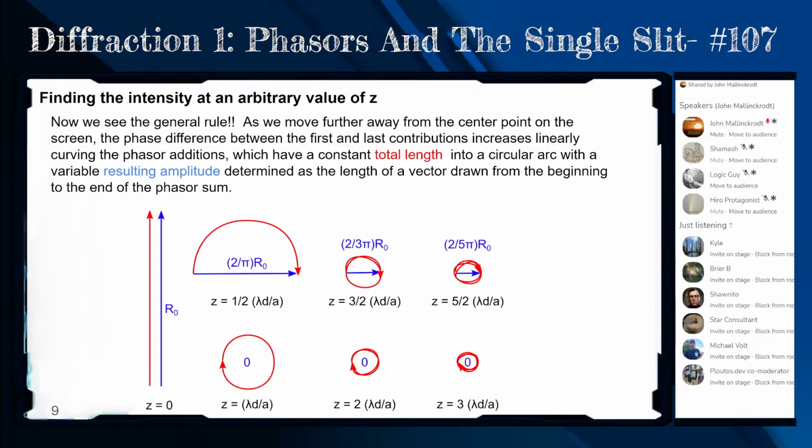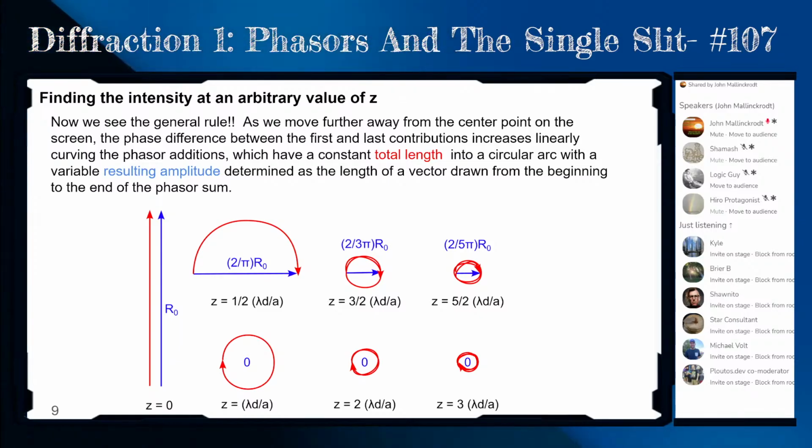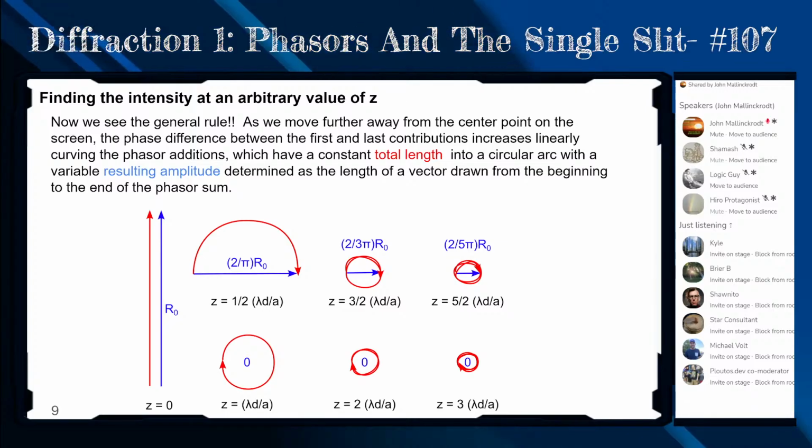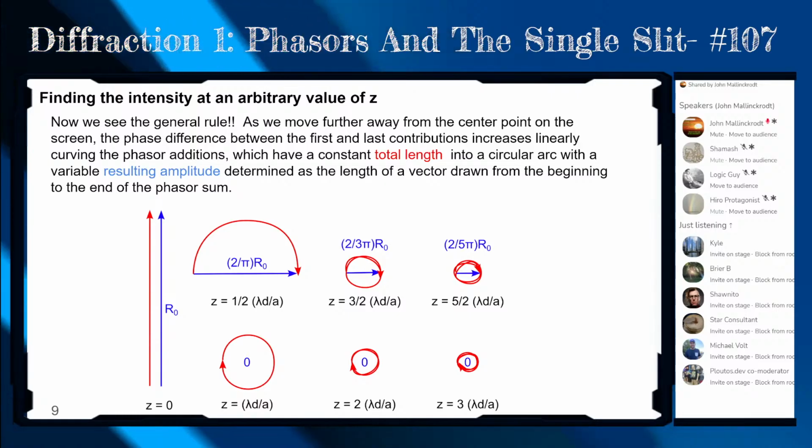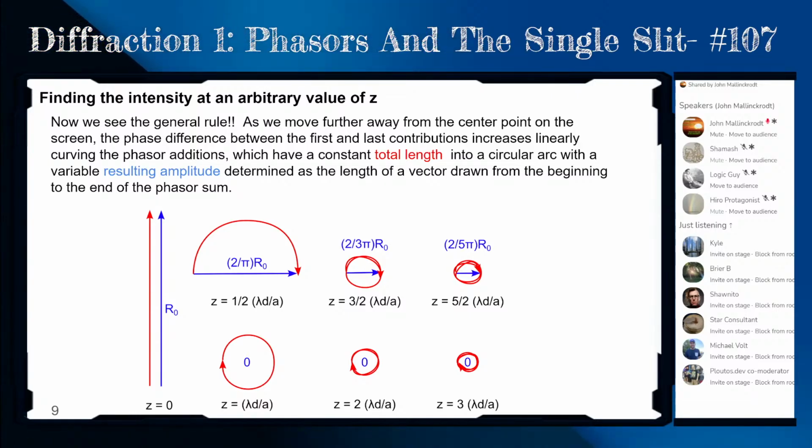So if I move on to slide 9, there are 7 different examples here, the first 3 of which we've already seen. At z equals 0, the center point on the screen, you've got the maximum amplitude, which I'm calling R naught. R naught, the amplitude of the wave, is equal to the sum of the lengths of the phasors, the red arrow right next to it, just like we've already seen. That's what we see in terms of amplitude at z equals 0.